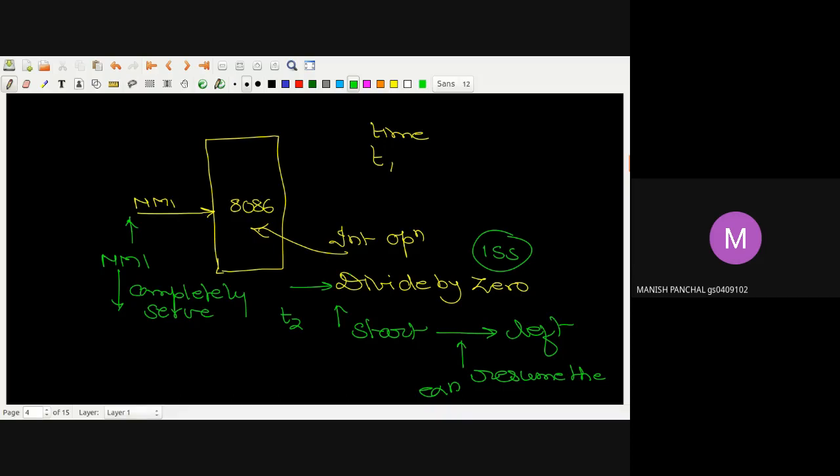So in this way, if the two highest priority interrupts are colliding with each other, then due to the priorities defined, divide by 0 can only start and leave it in between, because at the same time NMI has arrived. NMI is also called an emergency signal or non-maskable interrupt. So in this case, this will be served first.